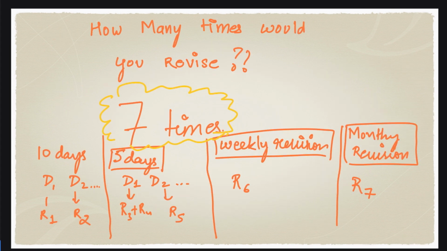Now, if you follow this algorithm, you revise 7 times. Yes. How? Let us see. For the first 10 days, on day 1 you revise once at the end of the day. On day 2 you revise the targets of day 1 at the beginning of day 2. So for the same topic you have revised 1 and 2 times.